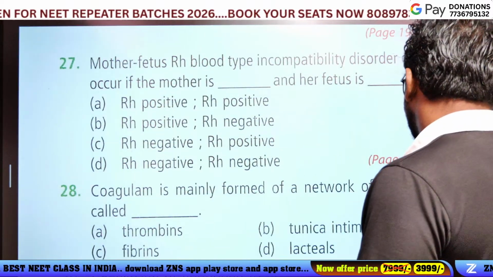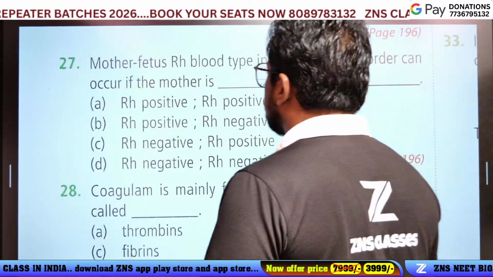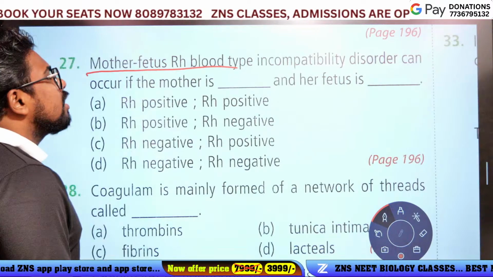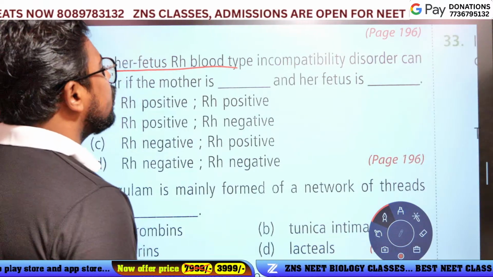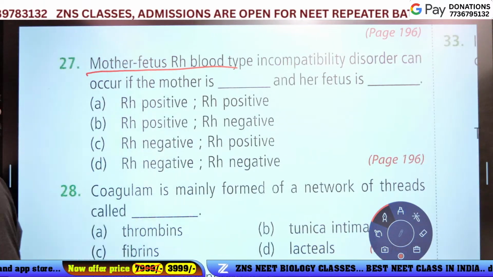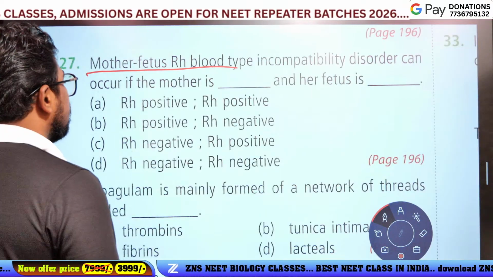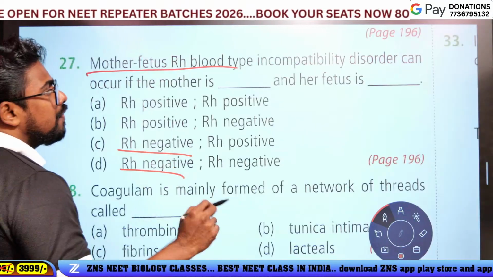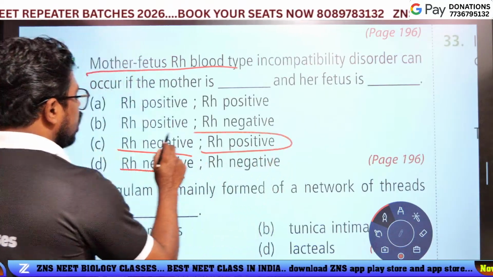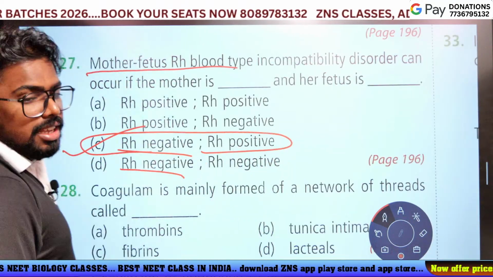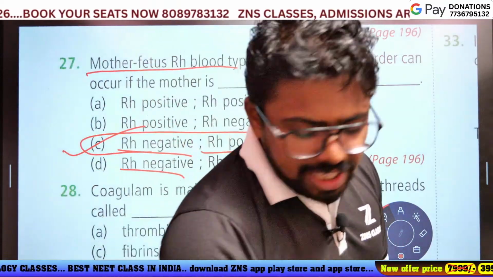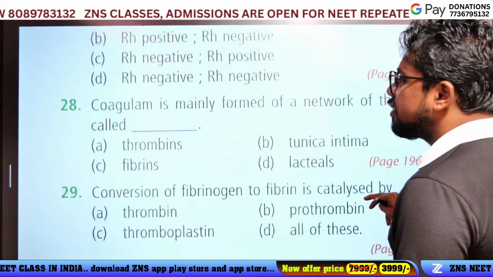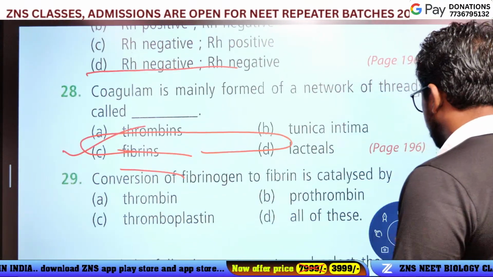The 27th question. Mother-fetus Rh blood type incompatibility disorder can occur if the mother is Rh negative and the father is Rh positive. Option C is the answer. Okay, ready? It's a simple question. The next question.